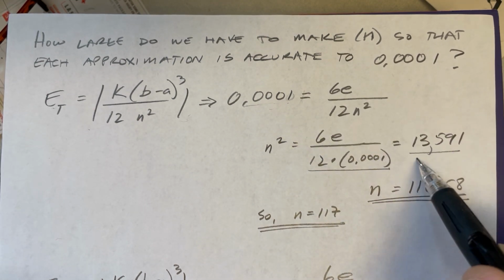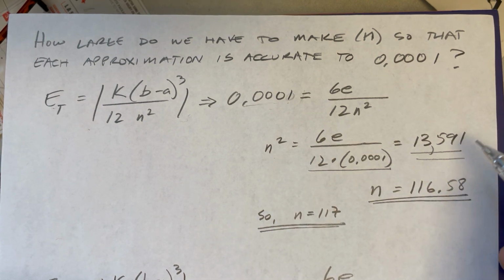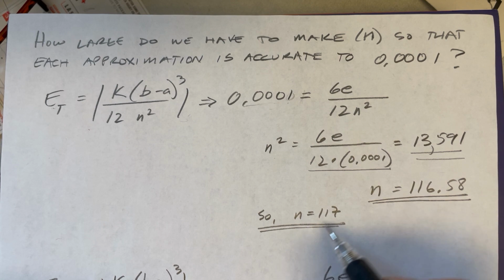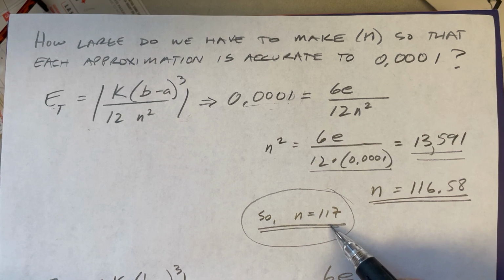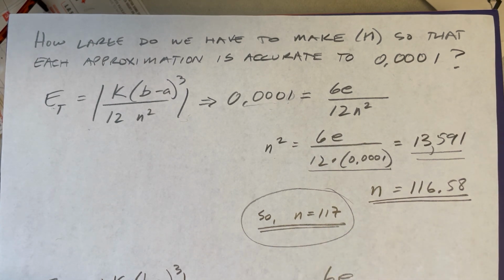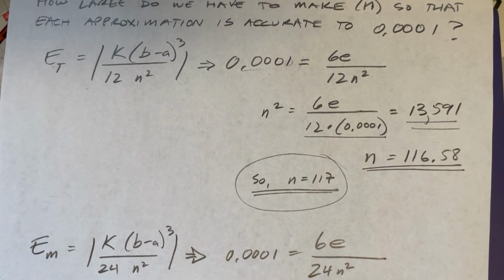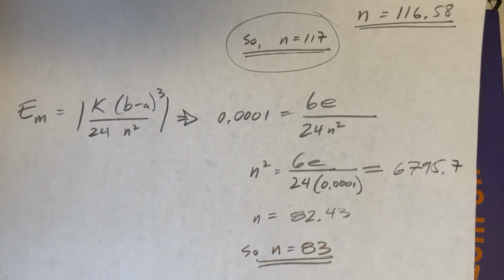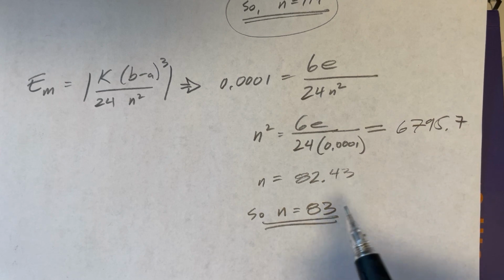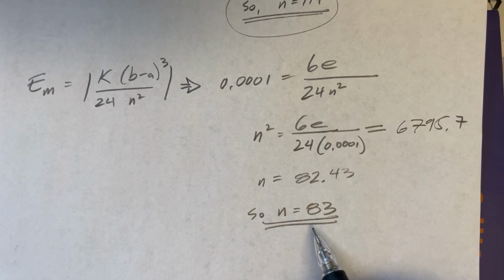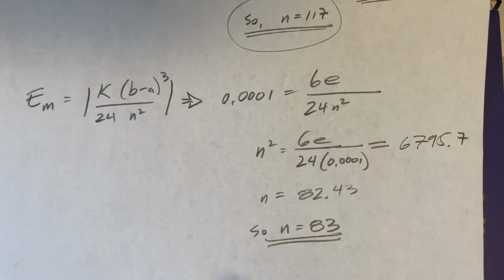I get 13,591, but that's n squared, so I take the square root, and I get 116. So my n has to be larger than that value. So there's the next value above 116.58. So I need quite a few slices to mathematically guarantee that I'm going to be at that level of accuracy. If I do the same thing for the midpoint rule, you'll see that my number of slices goes down, but it's going down really by the square root, so it's not going to be quite cut in half. But there we go, same sort of math solving, and I get my n there of 83.